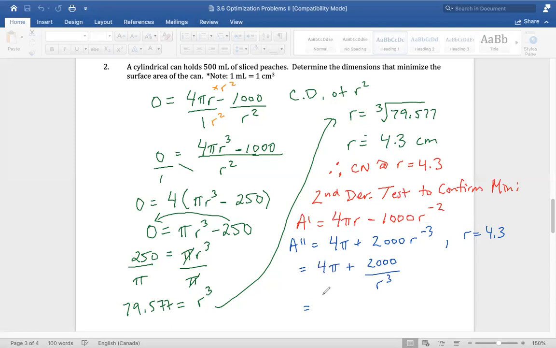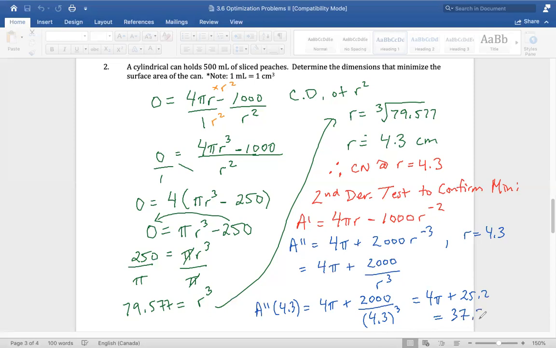Then I plug in r. So that equals 4 times pi, which is just a constant number, plus, here, plug this in on your calculator, 2000 divided by 4.3 cubed. And what do you get? What I should have said out here, sorry, was the second derivative at 4.3, just to be more specific. I would like it if you explain that to me. It just shows me that you're understanding what you're doing, right? And I end up with 4 pi plus this fraction, which is roughly 25.2. So I end up with 37.8.